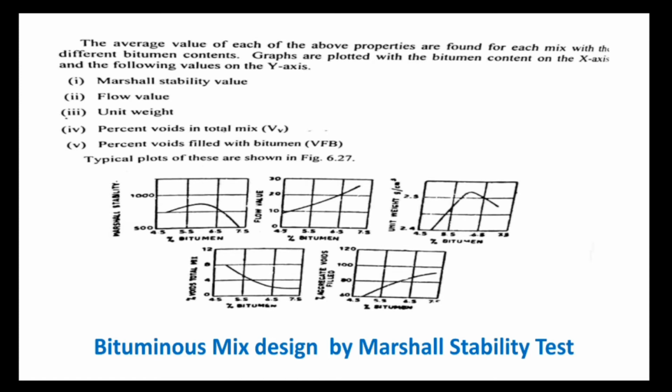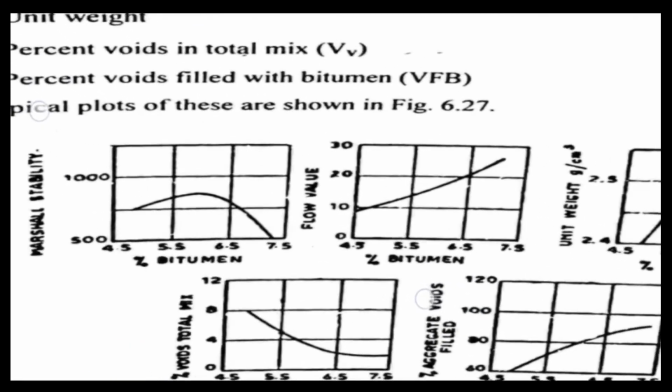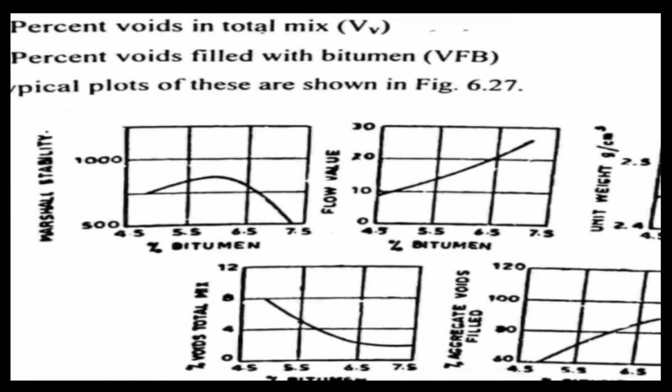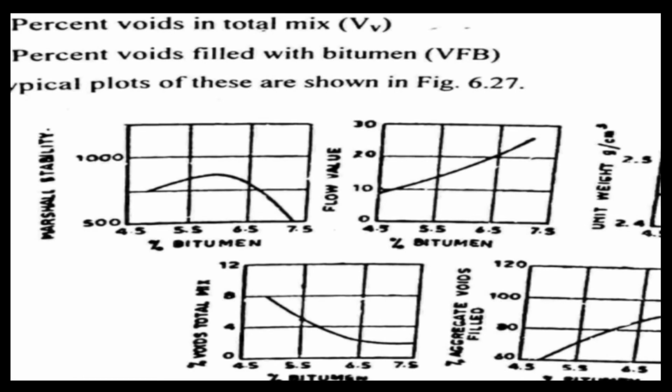So we'll have to draw in all 5 graphs. First is the Marshall stability value graph. Second is the flow value graph. Third is the unit weight. Fourth is the percentage voids in the total mix, that is the volume of voids, VV. Fifth is the percentage voids filled with the bitumen, that is VFB.